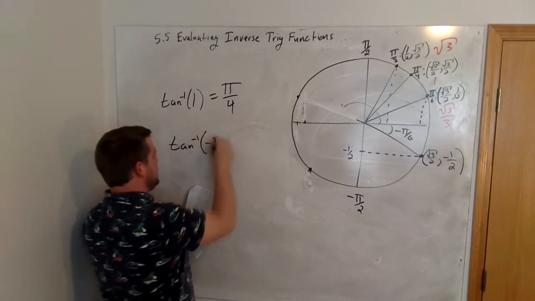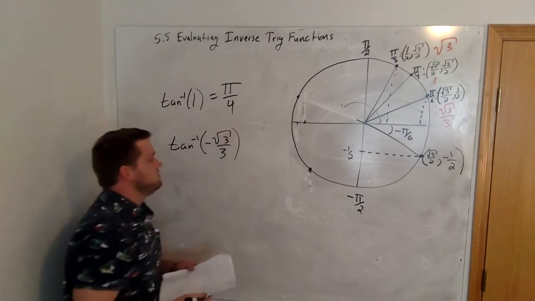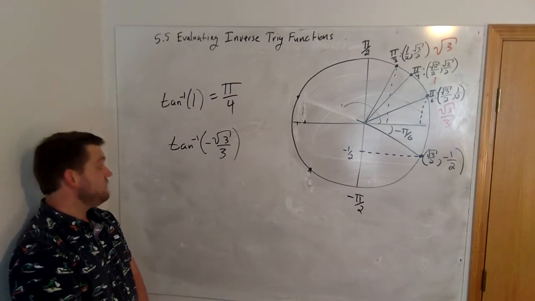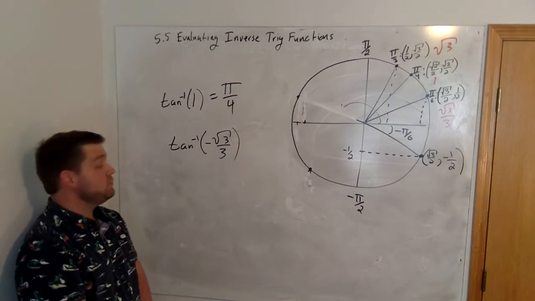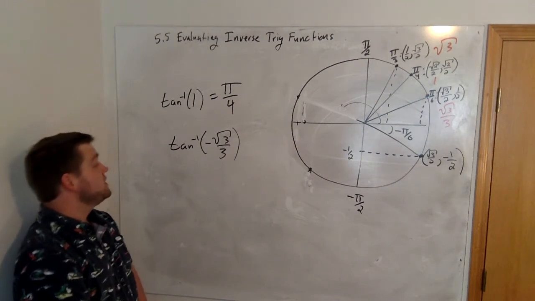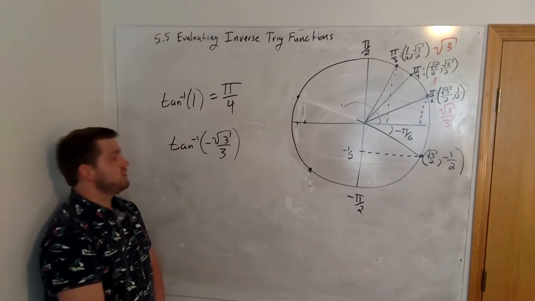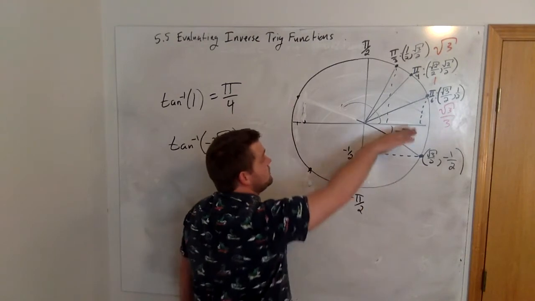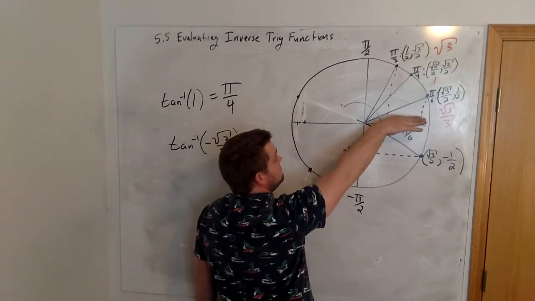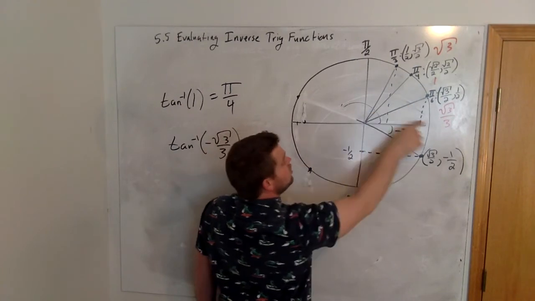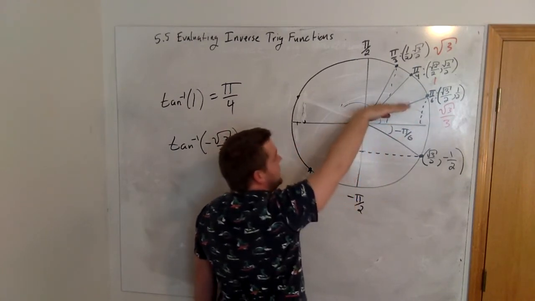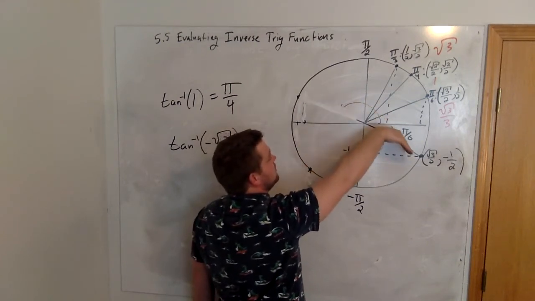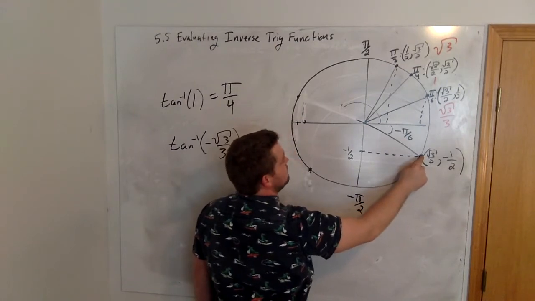Tan inverse of negative root 3 over 3. Take a second to think about this. Okay, so I need to figure out an angle between negative pi over 2 and pi over 2 that gives me a tangent of negative root 3 over 3. Well, if we are looking over here on the unit circle, this slope here would be root 3 over 3, which means that this slope here, if I go down, would be negative root 3 over 3. So this location should give me a tangent of negative root 3 over 3.